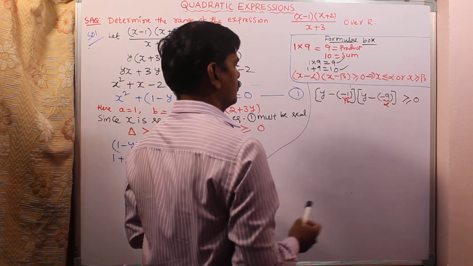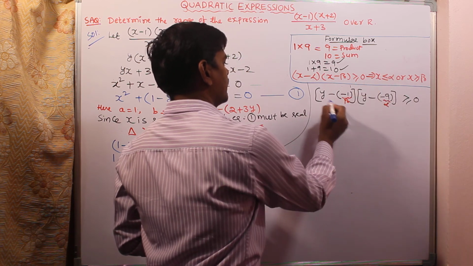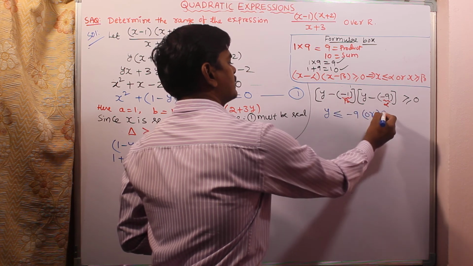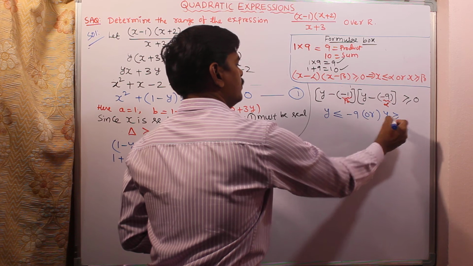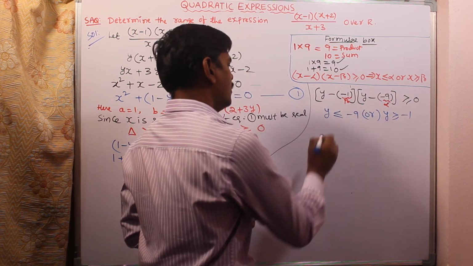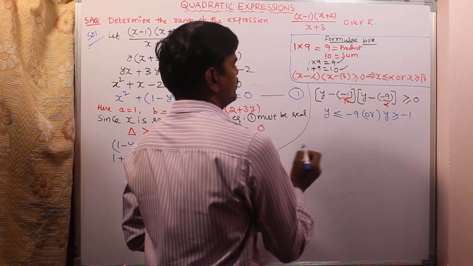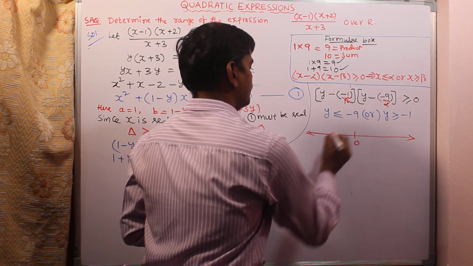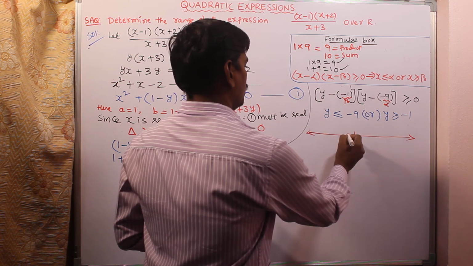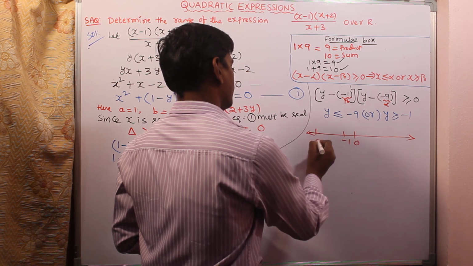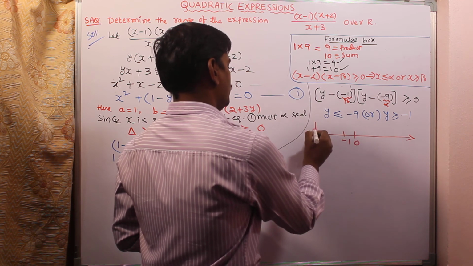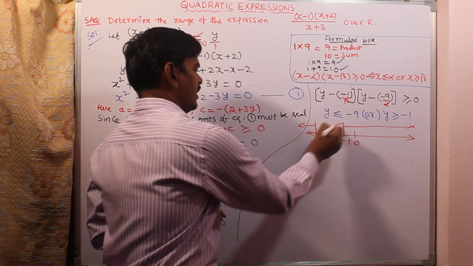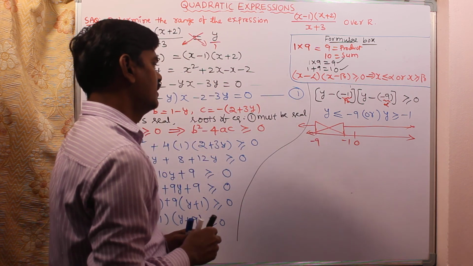So you should write the formula now. x less than or equal to alpha. x means here y, so y less than or equal to alpha, where alpha is minus 9, or y greater than or equal to beta, where beta is minus 1. So now I can write the range. Suppose you draw a number line, with 0 in the middle. Both are negative values. Here minus 1, and suppose here minus 9. So the y value is less than or equal to minus 9, or the y value is greater than or equal to minus 1. The y value does not lie in between minus 9 and minus 1.